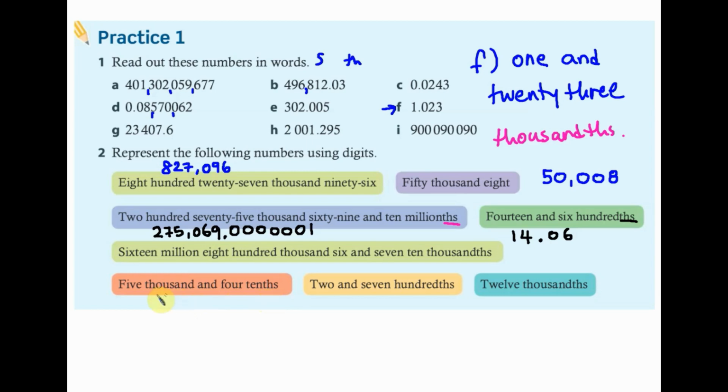Let me do this one, 5,004. So 5,000, which means 5, and then you have 3 zeros, point. I hope that this doesn't confuse you. This is a decimal point. This is just a comma for me to divide the family members. Then you have 4/10. So 10th will be right after this decimal point. So I will have 4 right here.